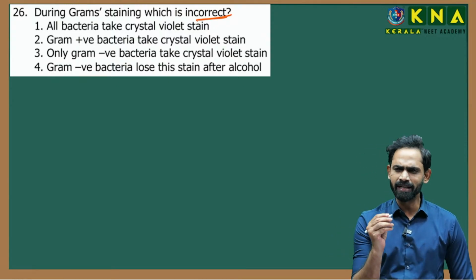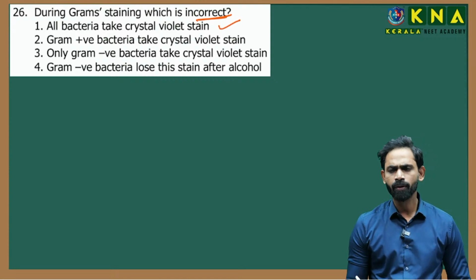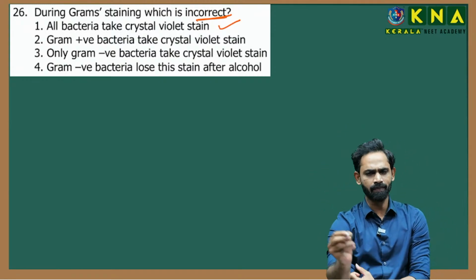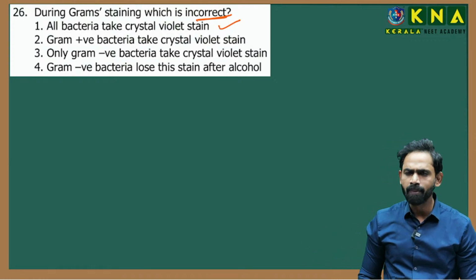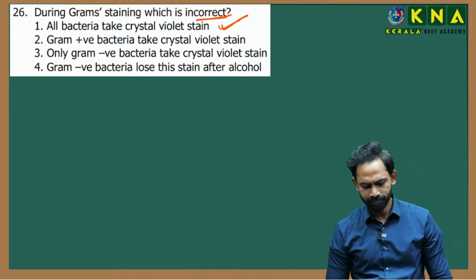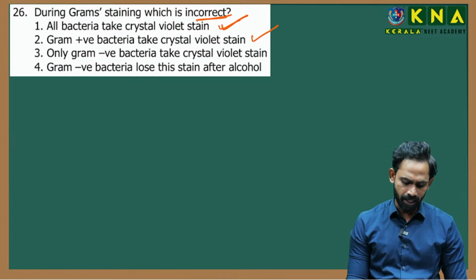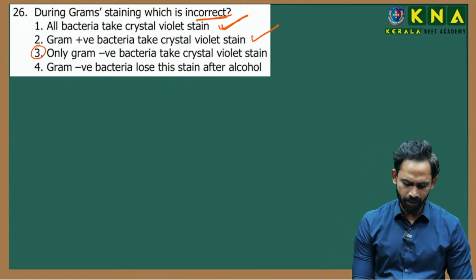All procedure is based. All bacteria take crystal violet stain, correct. Both gram positive and gram negative bacteria first take crystal violet, so I am telling slightly out of NCERT. Gram positive bacteria take crystal violet stain, I said. Only gram negative is wrong.